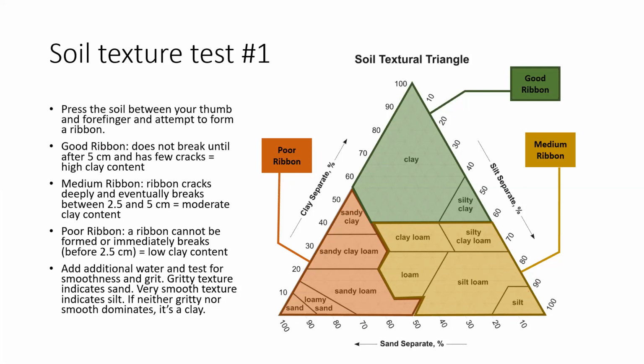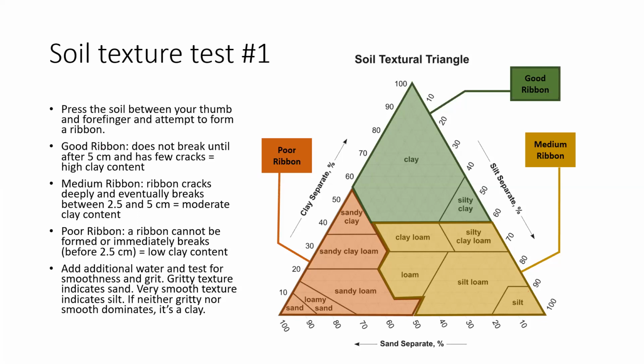If it makes a medium ribbon between 1 and 2 inches, it has more sand and more silt in it, and you're in that yellow-brownish component of the triangle. If it breaks before an inch, if you can make maybe a part that's half an inch or so, you're having a high sand content and a very low clay content.